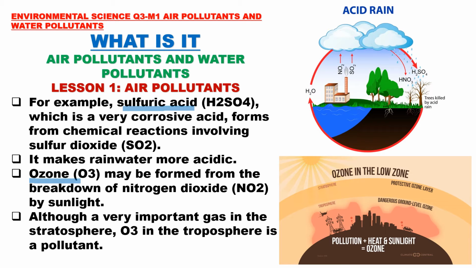In our second quarter topics in ENVI, we discussed ozone. And ozone is very important in the stratosphere because it protects us from the ultraviolet of the sun. So if the ozone is in the stratosphere, it's protective. But when it's in the troposphere, it's very dangerous because it's a pollutant in the troposphere.